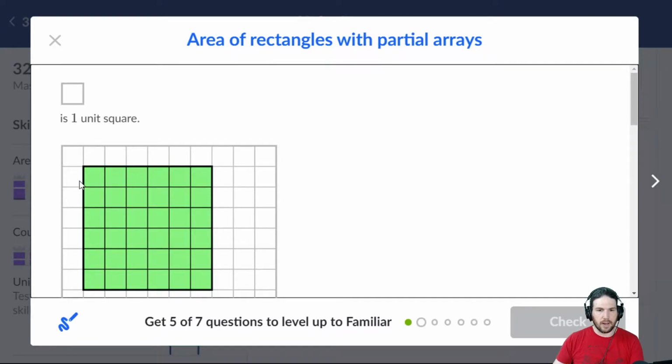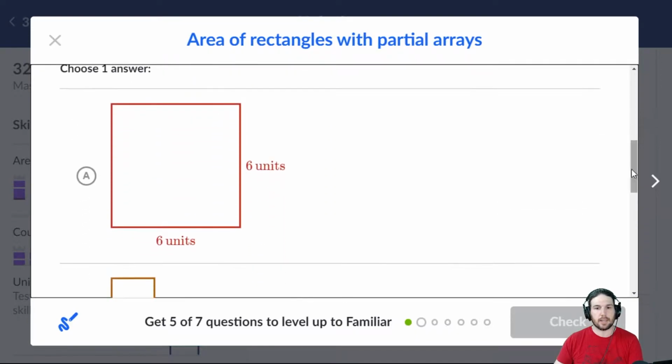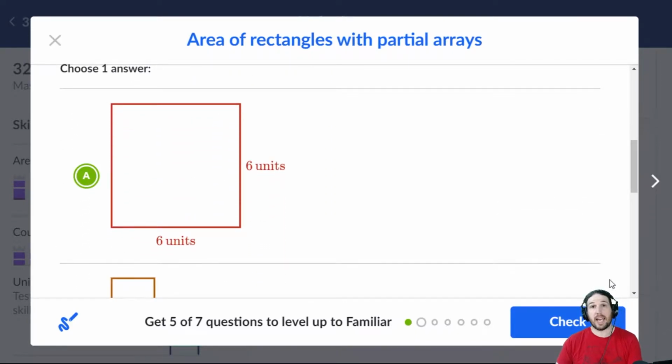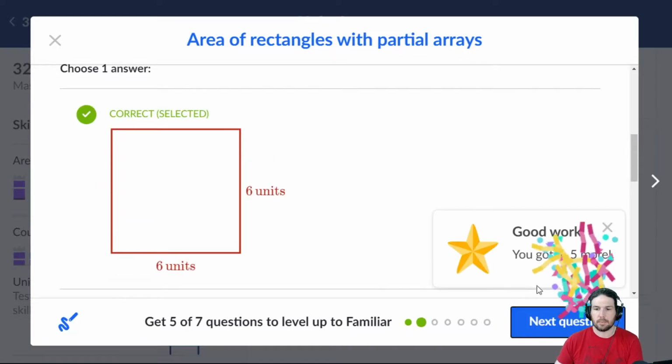1, 2, 3, 4, 5, 6. 1, 2, 3, 4, 5, 6. So this is 6 by 6, which is 36. So that is also the same, right? It's the exact same square. It's 6 by 6.